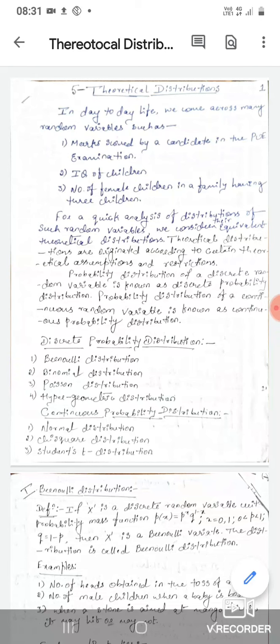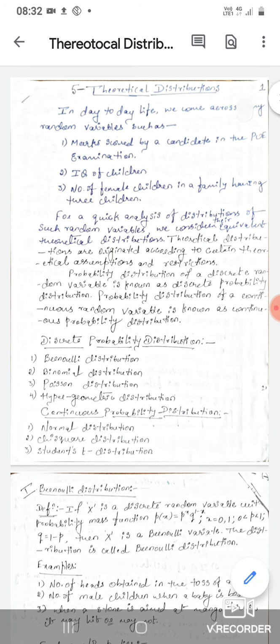Hello students, in the previous class we have completed operations research, that is, branches of operations research like linear programming problem, game theory, replacement theory, inventory theory and transportation theory. Today we will learn about theoretical distributions.